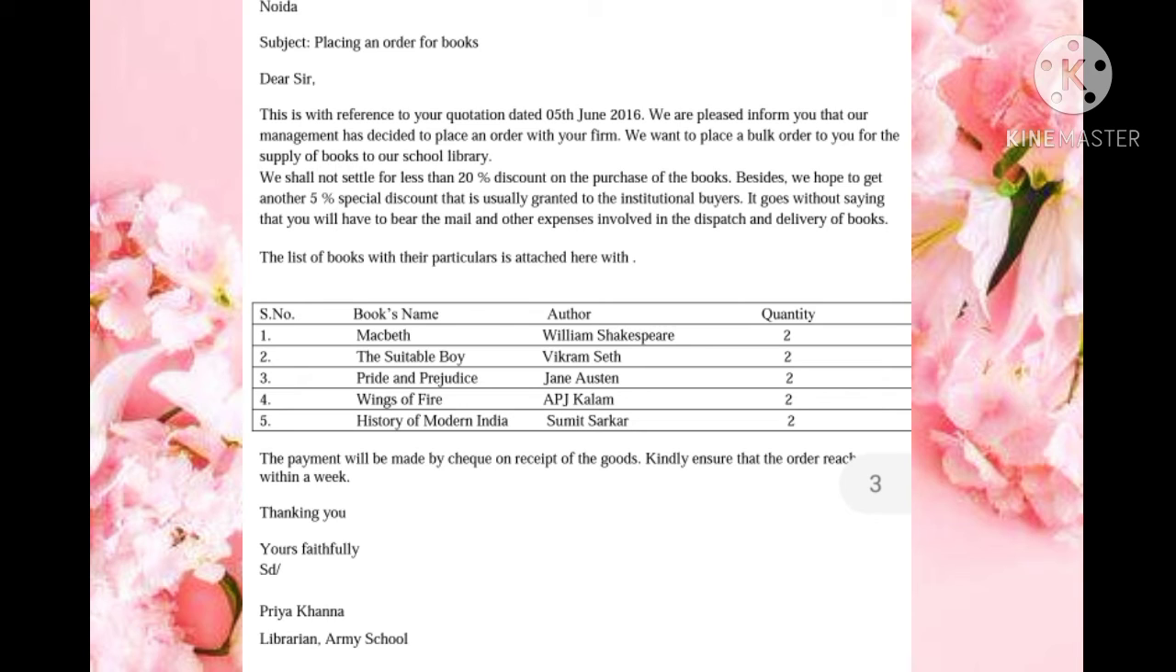Then we had spoken about the mode of payment. Here the mode of payment is by check on receipt of goods. On receipt of goods means what? After the delivery, we will make the payment by check. Then kindly ensure that the order reaches within a week. So the date of delivery is also mentioned.